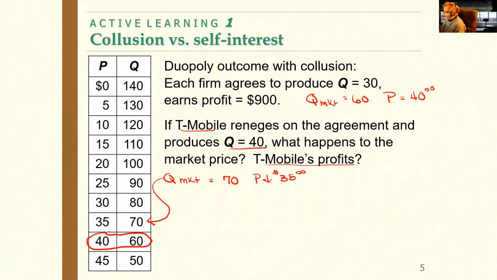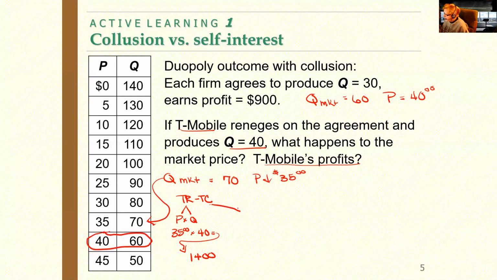So what is T-Mobile's profits? The market price decreases. That's the first part of the question. The second part is what happens to profitability. Remember, total revenue minus total cost. Our total revenue here is going to be price times quantity. And now our price is at $35. Our quantity is at 40. So that means our total revenues are going to equal, just a minute, I need my calculator here. 35 times 40, $1,400 is our total revenue.